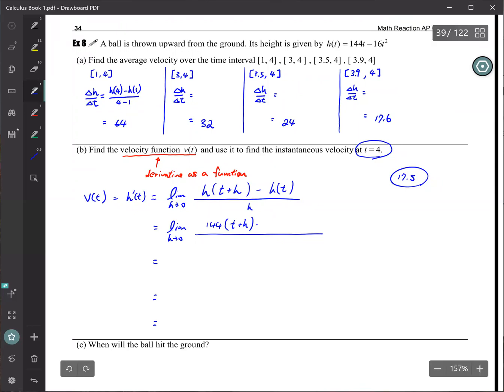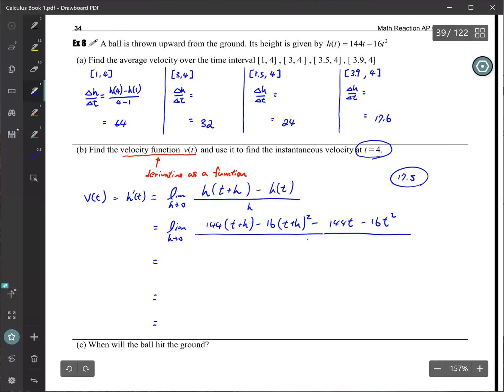And then minus what? Minus 16 times (4 plus h), not 4, or t plus h, bracket squared. Minus 17.5. We are not plugging in 4 though. Oh, then 144t minus 16t squared over h.